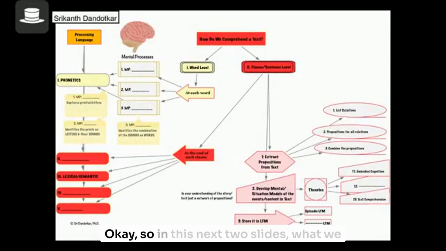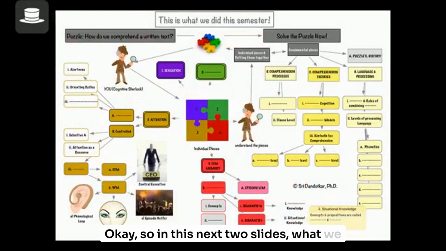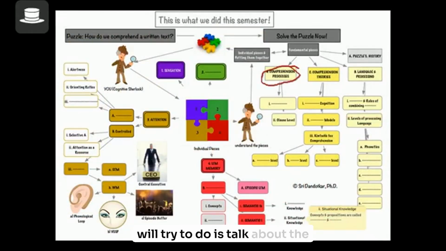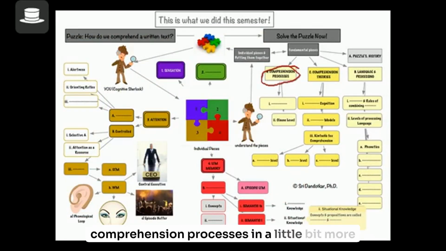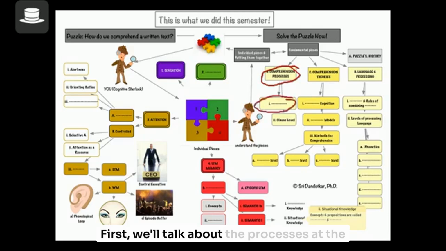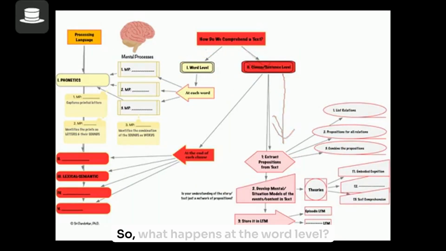Okay, so in these next two slides, what we will try to do is talk about the comprehension processes in a little bit more detail. First, we'll talk about the processes at the word level and then at the clause level. So what happens at the word level? Well, you already know that, right?